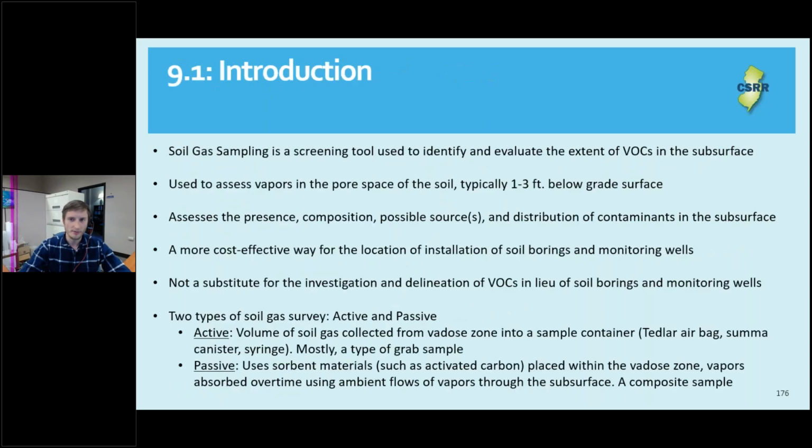Next slide, please. Soil gas surveying is a screening tool used to identify and evaluate the extent of VOCs in the subsurface. It is used to assess vapors in the pore space of the soil, typically 1 to 3 feet below grade, but it can be 5 or more feet depending on where the water table is. It assesses the presence, composition, and possible sources and distribution of contaminants in the subsurface.